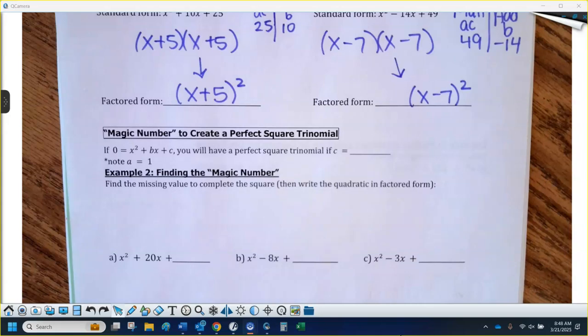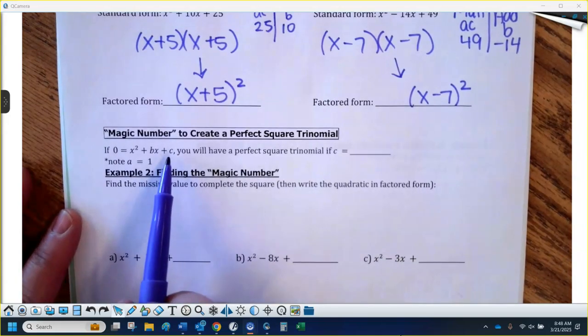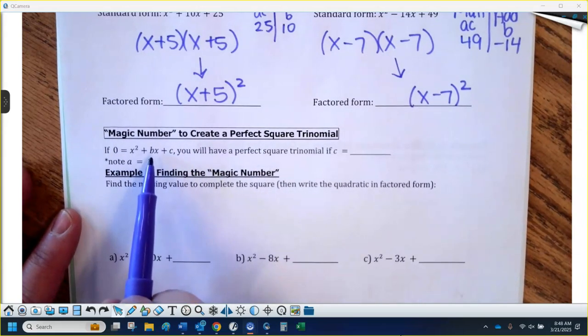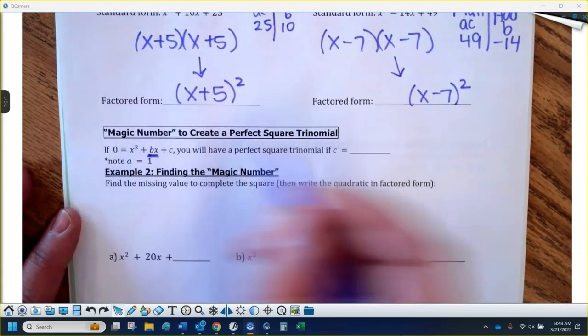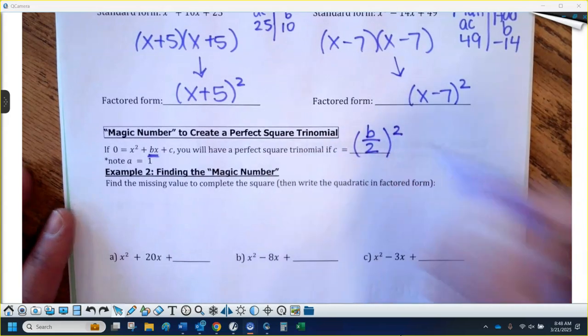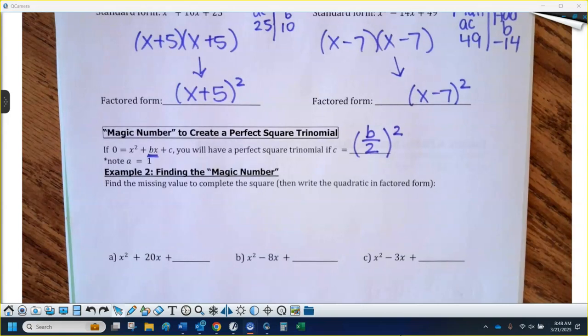This is literally all you have to do. The plain number, to make both factors the same, needs to be whatever the b value is, divided by 2, and squared. Call that the magic number that'll complete your perfect square trinomial.